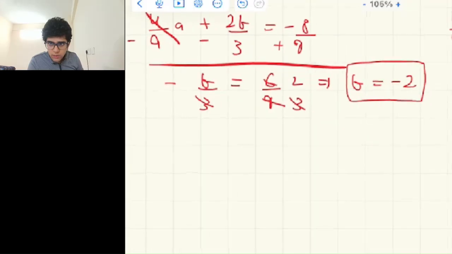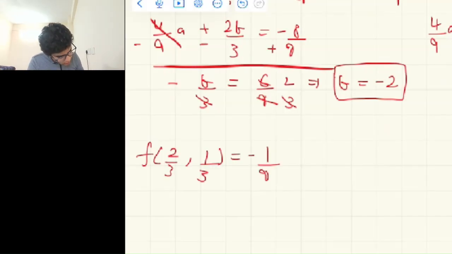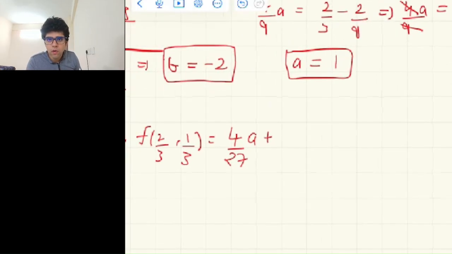So for the last equation, I know that f of (2/3, 1/3) was minus 1/9, and my f(x, y) was ax²y. So 4/9 into 1/3 is 4/27 a, plus bxy, and a was 1. So this was 4/27, right?